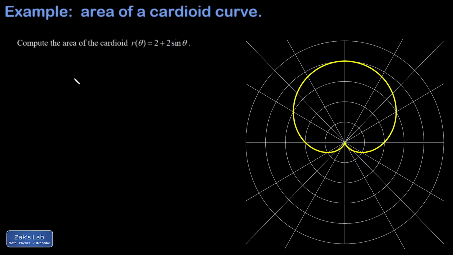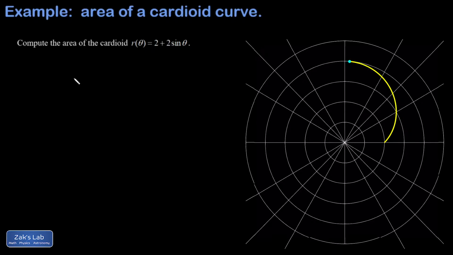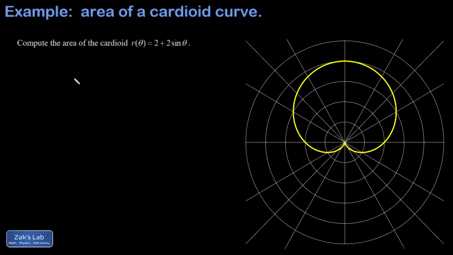In this video, we're going to compute the area bounded by the cardioid r of theta equals 2 plus 2 sine theta. So let's take a look real quick at how this thing is plotted as theta goes from 0 to 2 pi. And what we mean by the area of a polar curve is the area captured if we split the curve into infinitesimal sectors like this.